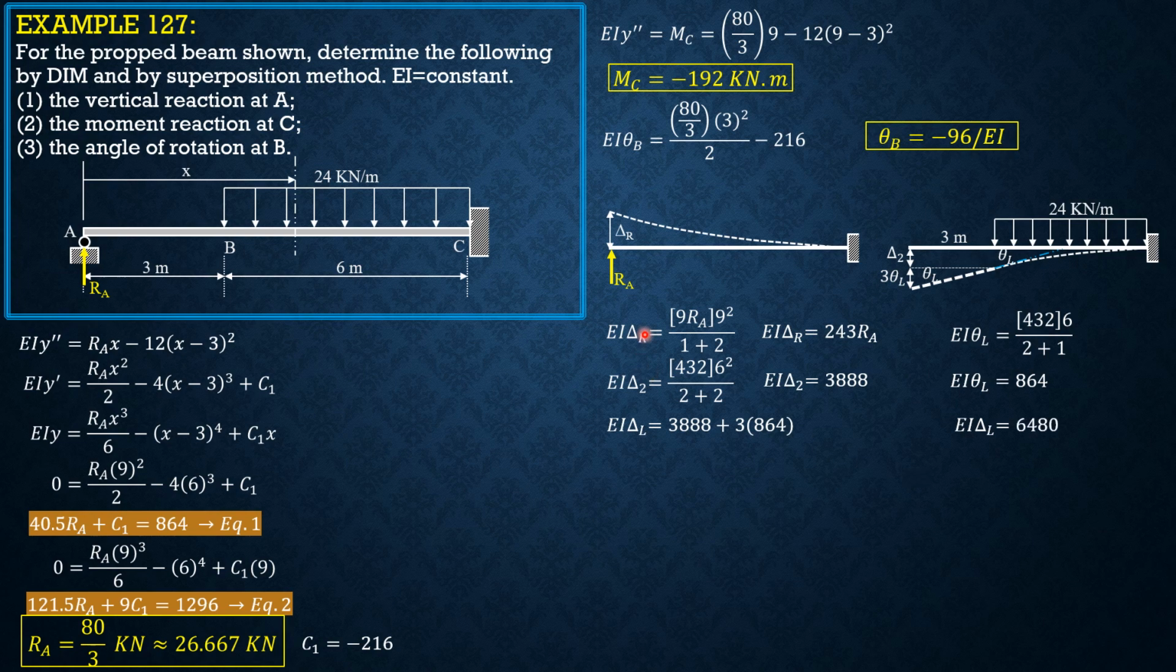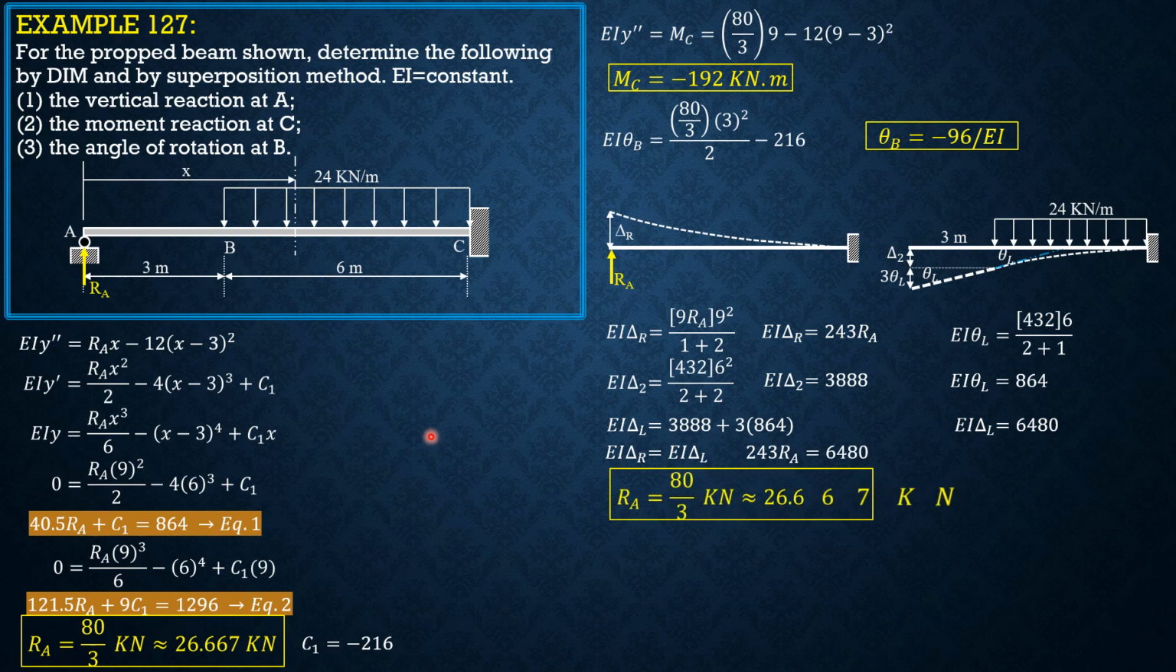Equating the two, EI delta R must be equal to EI delta L. There's no net deflection at A. So EI delta R equals EI delta L, canceling out EI because it is constant. So 243 RA equals 6480. So R sub A equals 80 over 3 kilonewtons, which verifies our answer from double integration.